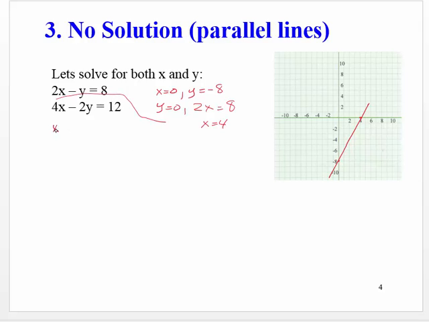Doing this one, x is equal to 0. We have minus 2y is equal to 12. And y is equal to minus 6. Okay, we have this point. Y is equal to 0. And we have 4x is equal to 12. And x is equal to 3.